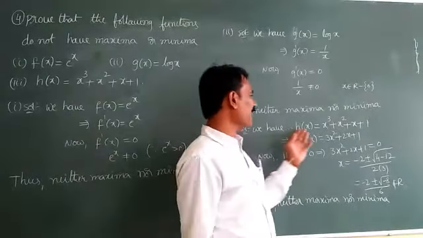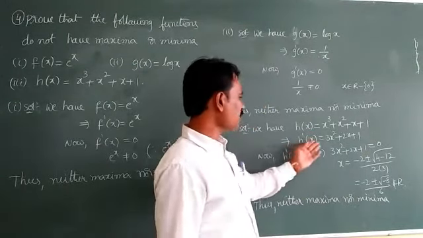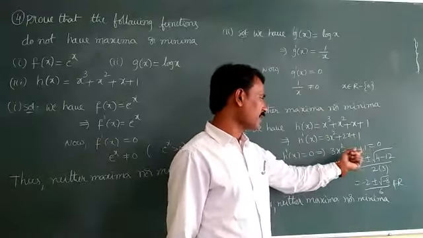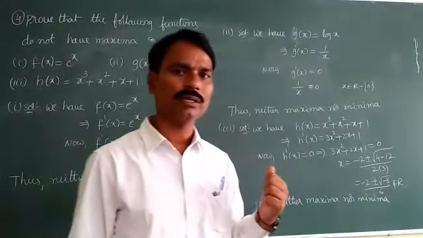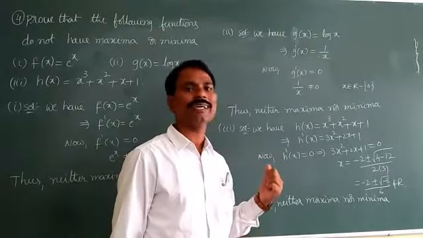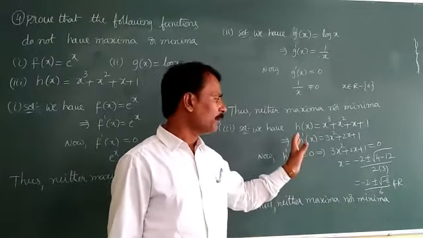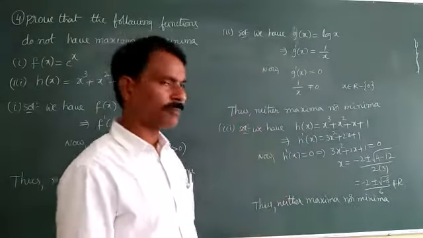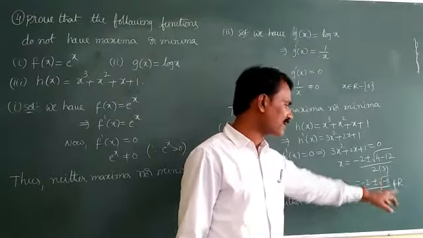And third one, we have h of x equal to x cube plus x square plus x plus 1, and h dash of x equal to 3x square plus 2x plus 1. h dash of x equal to 0. Guys, directly we cannot get any roots for that quadratic equation. If we are not getting roots by factorization, what do you have to use? Use the formula, x equal to minus b plus or minus square root of b square minus 4ac by 2a. By using the formula, we got minus 2 plus or minus square root of minus 8 by 6.